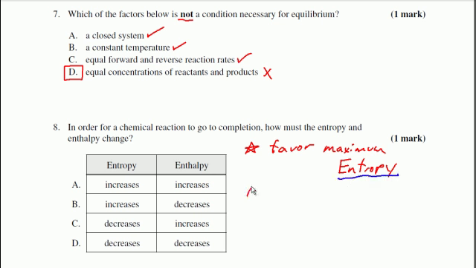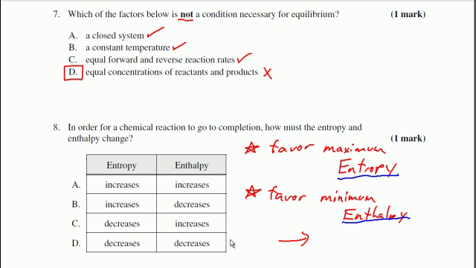Okay, and the other thing that we have to remember is they favor minimum enthalpy. Now, what does that mean? Favoring minimum enthalpy means that they want to lose their energy. They want to go exothermic. Okay, so in a forward reaction, if a reaction is going to go to completion, it has to have both of these things. It has to reach maximum entropy, and it has to reach minimum enthalpy.